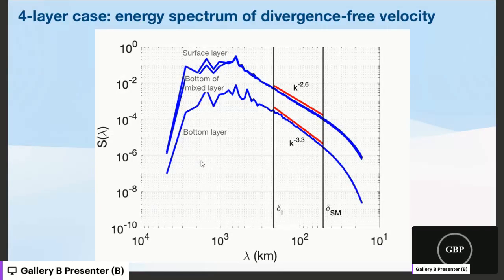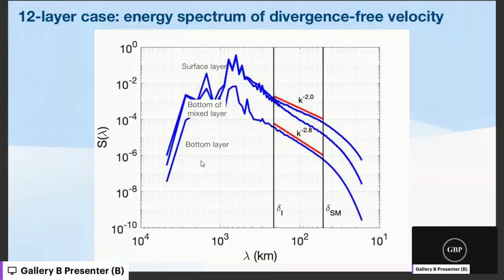Okay, so let's start with the 4-layer case. We've done 1-layer, 2-layer. Neither of those gave us realistic spectra. What about 4 layers? Unfortunately, 4 layers doesn't either. What I'm showing there is the energy spectrum versus length scale at the surface, the bottom of the mixed layer, that linearly stratified 200-meter layer, and at depth, and they're all around k minus 3. So this 2D type spectrum. It's not what we see.